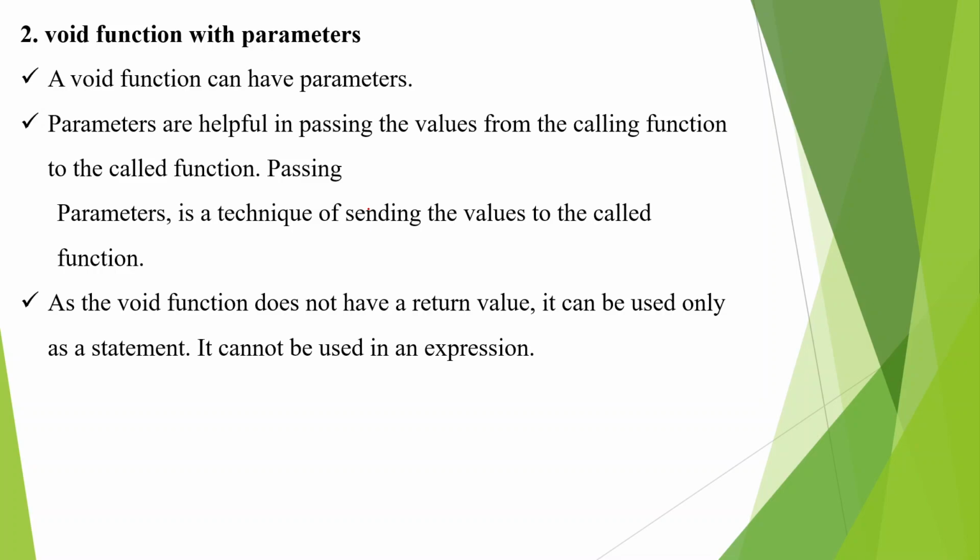So now the function can have parameters, but still the return type is void only. The only thing which changes from the previous category is that here the function can have parameters. Parameters are helpful in passing values. So why do we use parameters? From the calling function to the called function we pass the values.